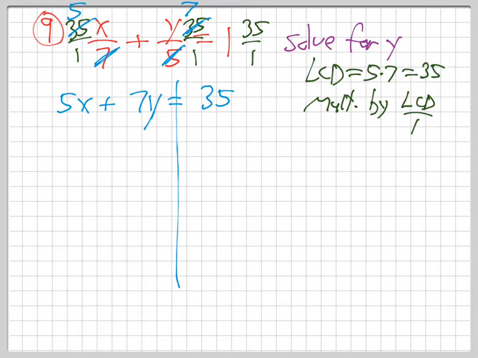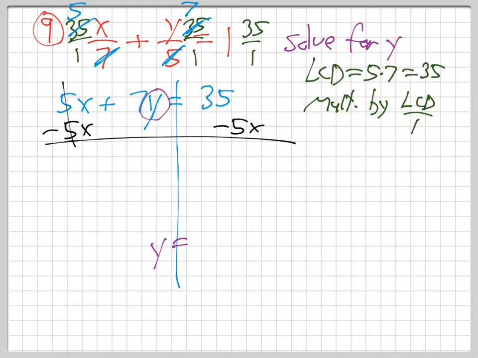And what are we trying to do now? Got to keep your eye on the ball. Who's the ball? Who we want to get alone? The ball is y. So in the end, we want y. So what's our next step to move towards getting y alone? Subtract that 5x. Cancels here.